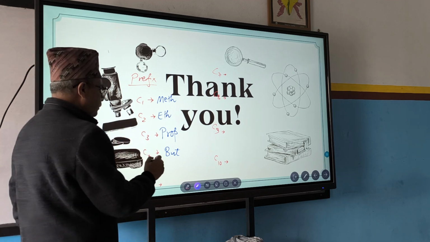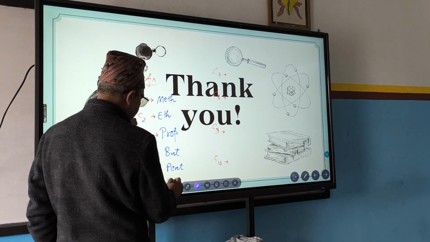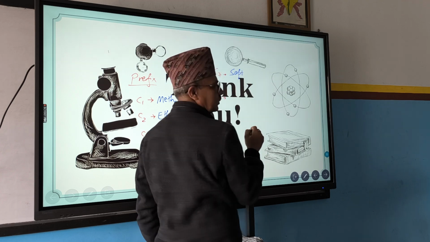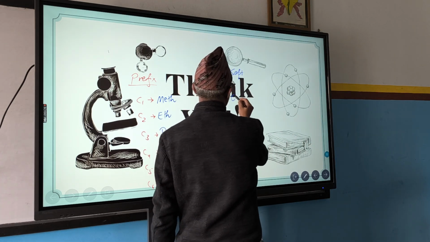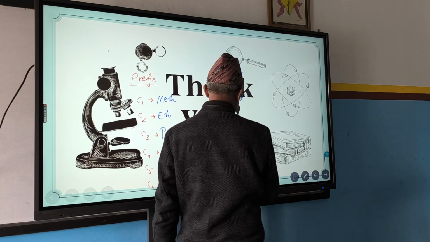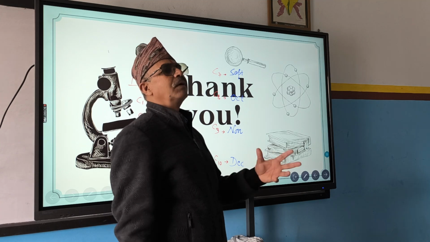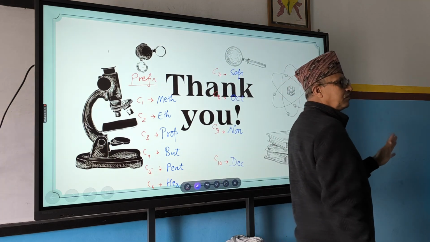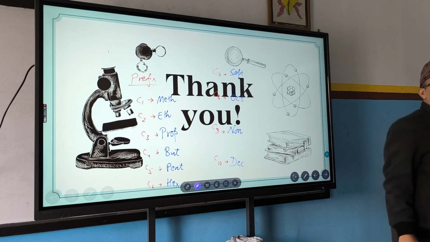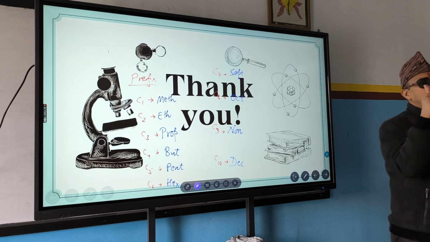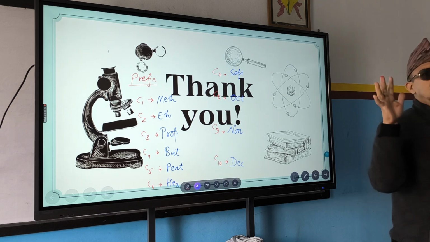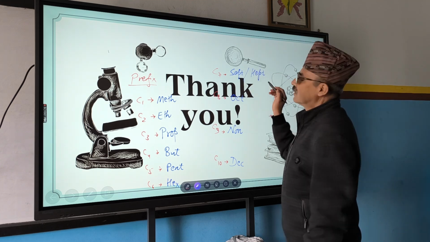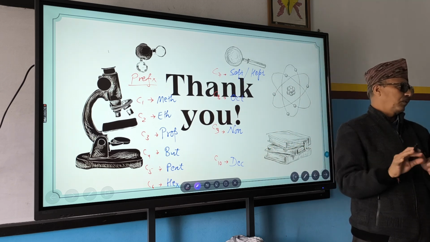5 means pent. 6 means hex. 7 is hept. 8 is oct. 9 is non. 10 is dec. This is the method of naming. Meth, eth, prop, but, pent, hex, hept, oct, non, dec. They write hept or hepta, no problem.